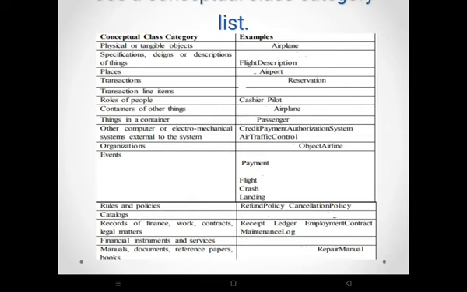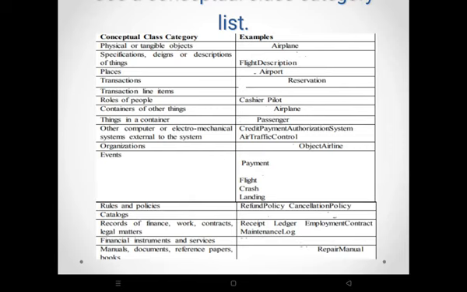If you fill the right hand side, you can get n number of conceptual classes. See what the category list parameters are. Physical or tangible object is a parameter. Description of thing is one of the parameters. Places, transaction line item, role of people, container of other things, things in a container, electromechanical system, organization, event, rules and policies, catalog, records of finance or contract and legal matters, financial instrument and services, manual, document, reference paper and book. If you take any application, the left hand side is common. You have to fill only the right hand side, and then you can get n number of conceptual classes.